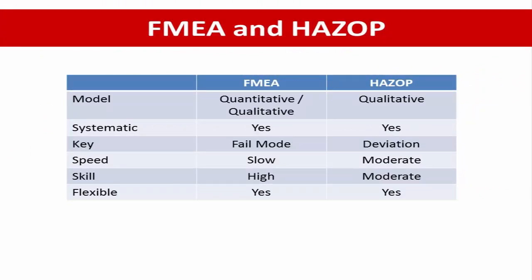For the model, FMEA can be both qualitative and quantitative. HAZOP is a qualitative method. Both of them are systematic. For the key study, in FMEA we have to know about the failure mode. For HAZOP, we use deviation, which means a combination of the parameter and the guide word. Skill: FMEA requires higher skill than HAZOP. Flexibility: both of them are flexible in the study.